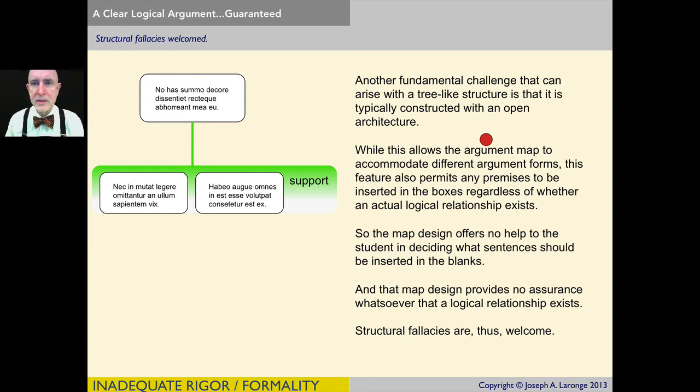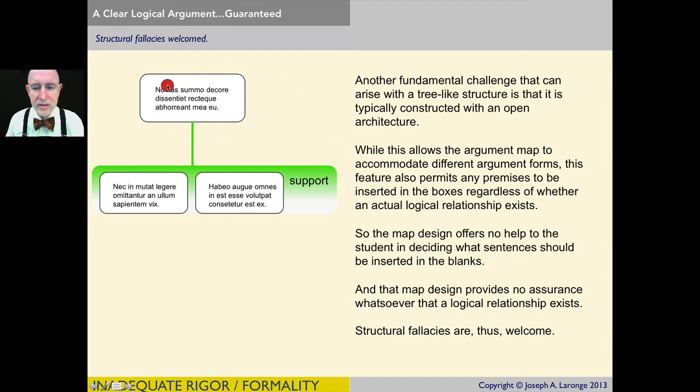Probably in my mind, one of the biggest fundamental challenges or problems with this typical tree-like structure is it usually comes with an open architecture. While this allows the argument map to accommodate different argument forms, this feature also permits any premises to be inserted in the box regardless of whether an actual logical relationship exists.